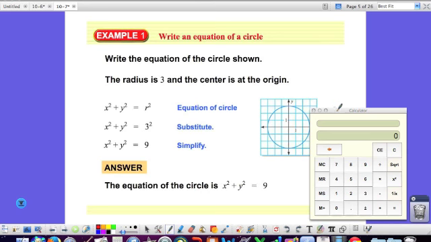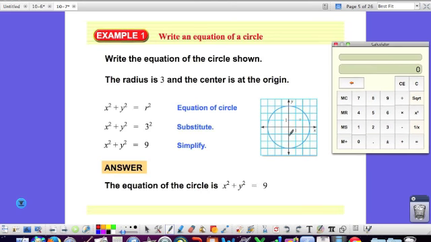So write an equation of the circle shown. As you can see, the center is at the origin. The radius, you can see right here, is going to be 3. So x squared plus y squared equals 3 squared, x squared plus y squared equals 9. That is how you write the equation when the center is at 0, 0.